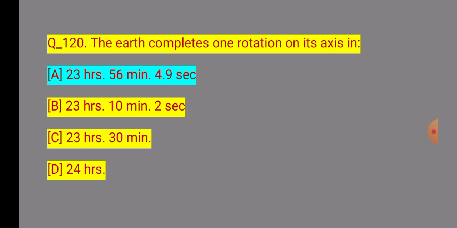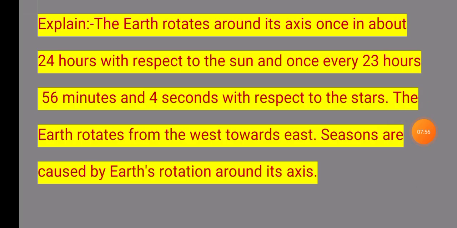Question 120, explanation: the earth rotates around its axis once about every 24 hours with respect to the sun, and once every 23 hours 56 minutes and 4 seconds with respect to the stars. The earth rotates from west toward east. Seasons are caused by the earth's revolution around the sun.